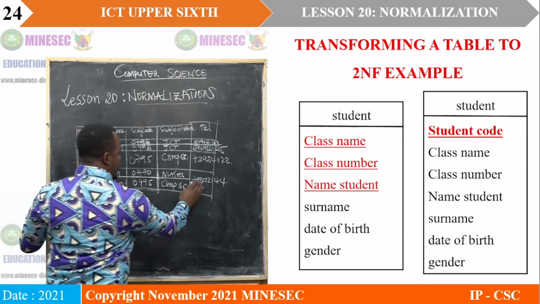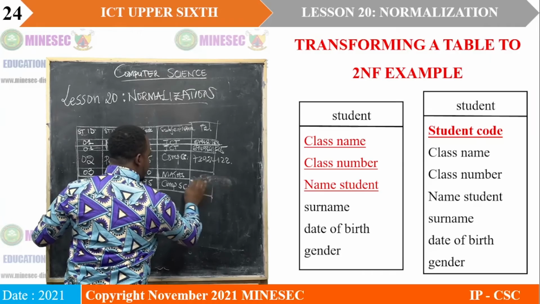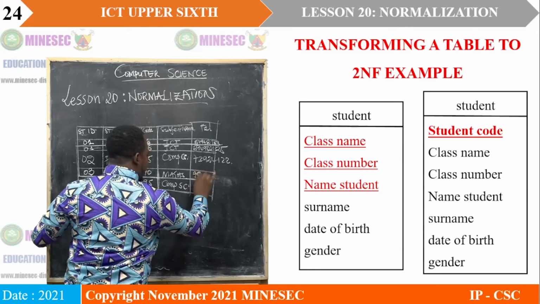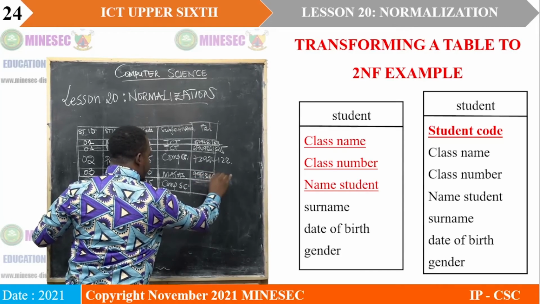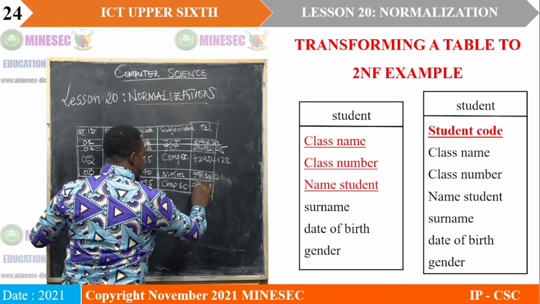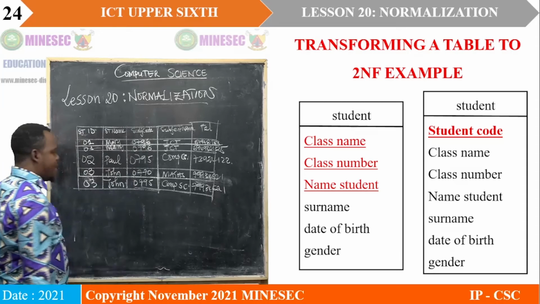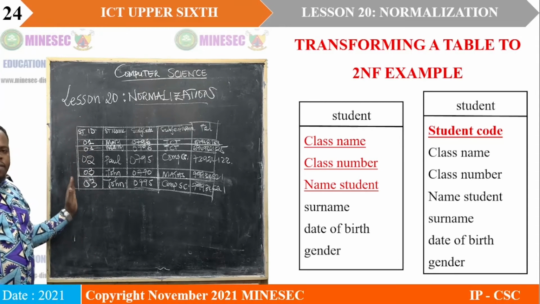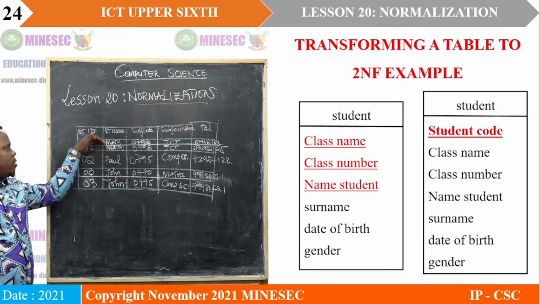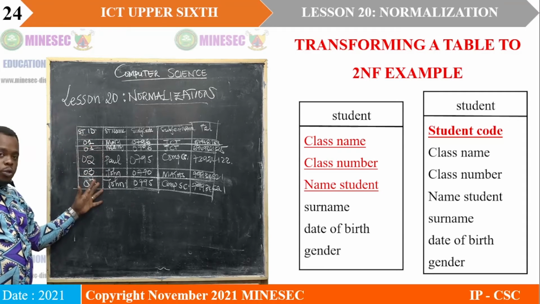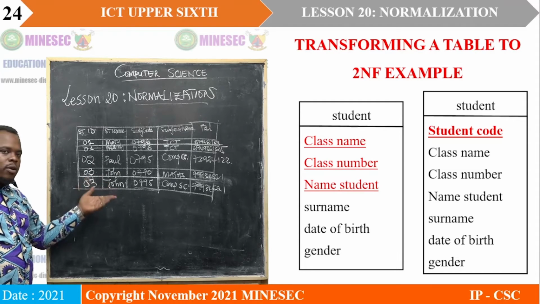John, and here we break down this number, 7993461, something like that. So you will see that after breaking down this into separate fields, into separate rows, we have been able to express our table in first normal form.